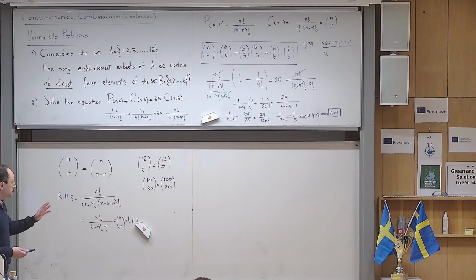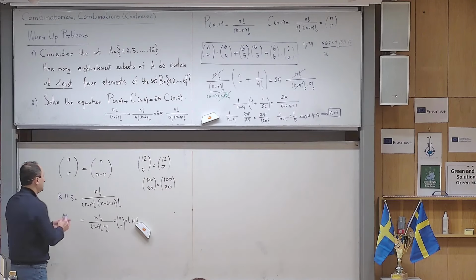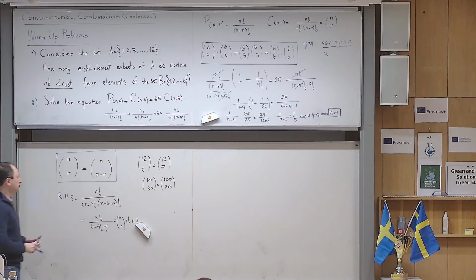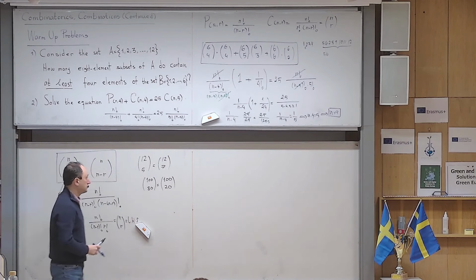Okay, but let me ask you another question. We want to solve it in two ways. So this is one of those identities. I want to somehow remember it. It's always useful for these kinds of calculations.